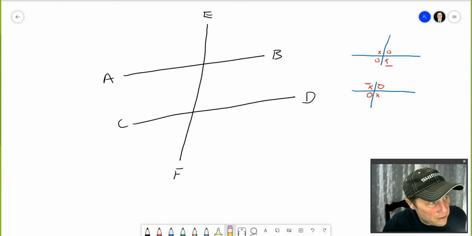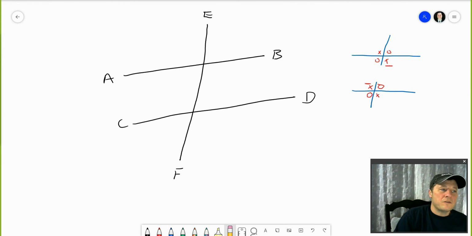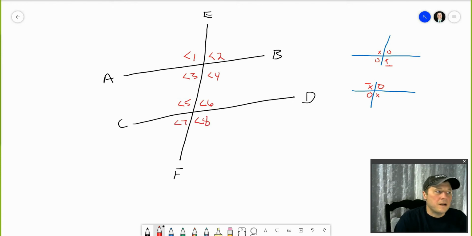Corresponding angles are pairs of angles, one's interior, one's exterior. So let's call this angle 1, 2, 3, 4. All right. So angle 1 and angle 5 are corresponding angles, right? One's an exterior, one's an interior, and they're on the same side of the transversal. So they're both on the left side of the transversal.